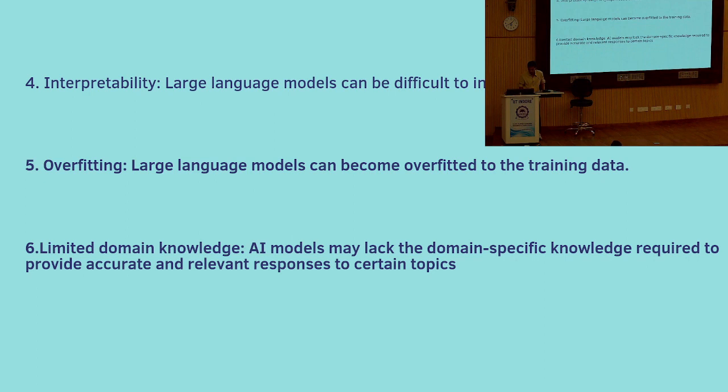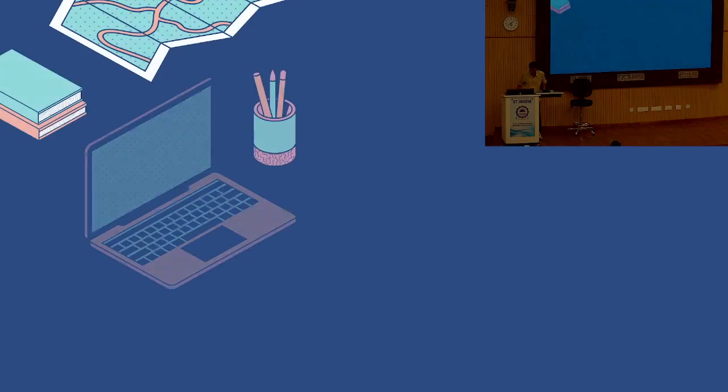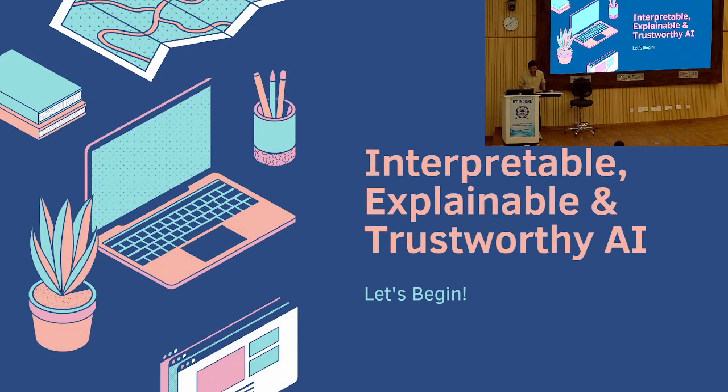And the last one is limited domain knowledge. Because these models are trained on a variety of data, lots of data, they may lack knowledge of some specific domains, and will not be able to answer accurately or generate a relevant response to questions related to some specific domains. So now I'll call Madhav to tell us more about interpretability and trust.